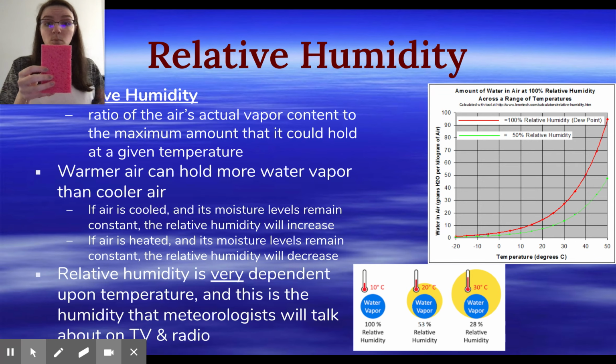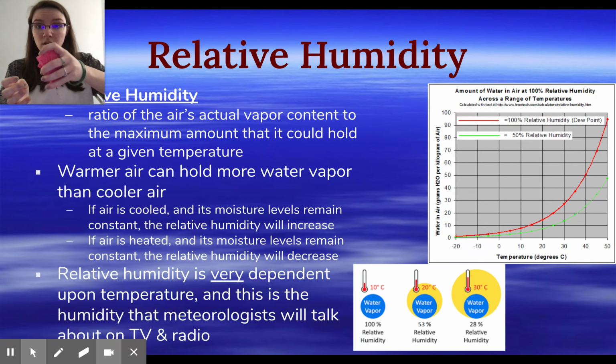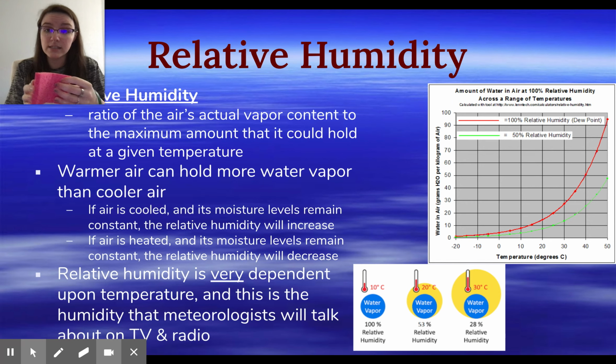And if this warm air was cooled, I'm losing that water vapor. All of that could be condensing into precipitation. If the moisture levels stay constant, then the relative humidity will increase. So if the air is cooled and the moisture stays constant, relative humidity will increase.